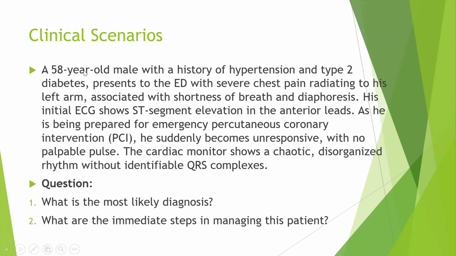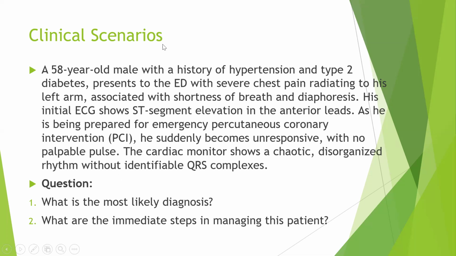A 58-year-old male patient with a history of hypertension and type 2 diabetes presents to the emergency department with chest pain, which radiates to his left arm, with associated shortness of breath and diaphoresis. His initial ECG shows ST segment elevation in the anterior leads, and as he was being prepared for emergency percutaneous coronary intervention, he suddenly becomes unresponsive with no palpable pulse. The cardiac monitor shows a chaotic, disorganized rhythm without identifiable QRS complexes.